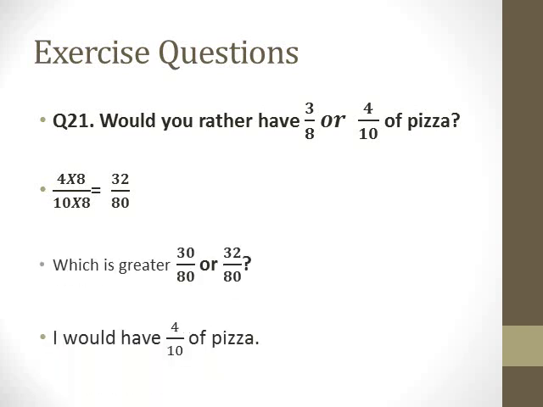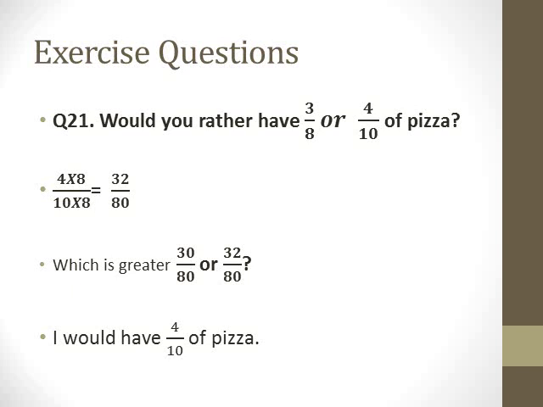30/80. So now we have both fractions and they have the same denominators. The first one is 30/80, which is 3/8. After multiplication we get 30/80, and 4/10 after multiplication we get 32/80. So they both have the same denominators, and it is very easy to recognize which of these fractions is bigger.